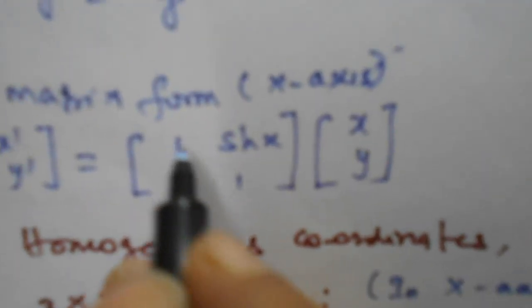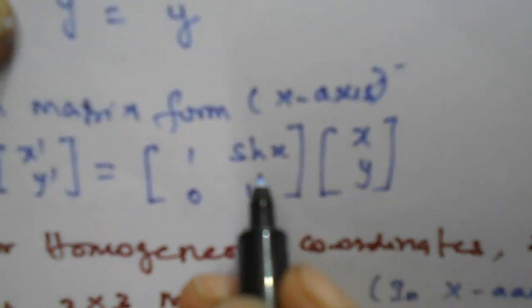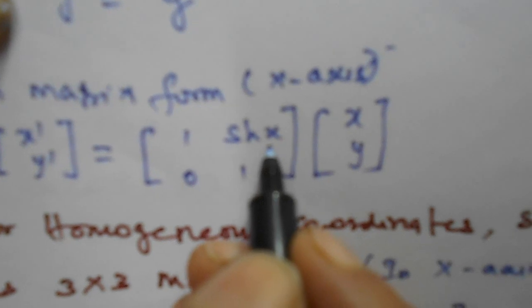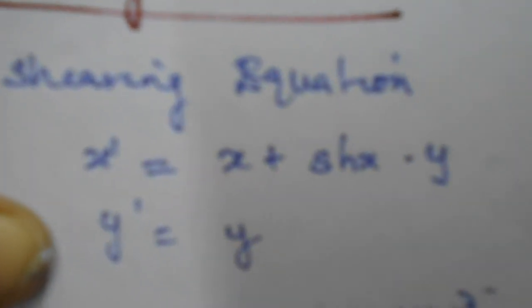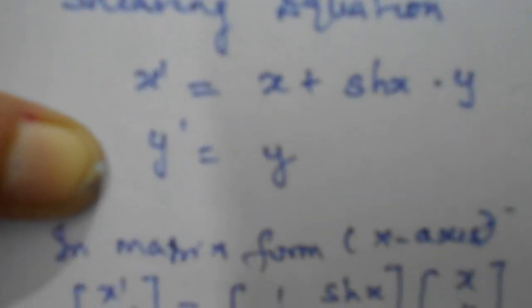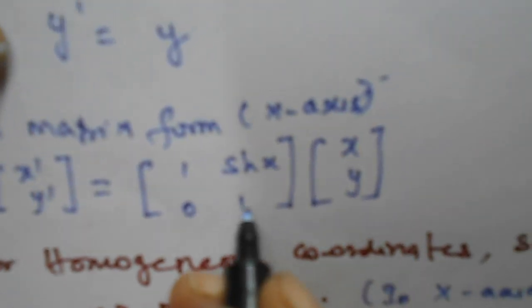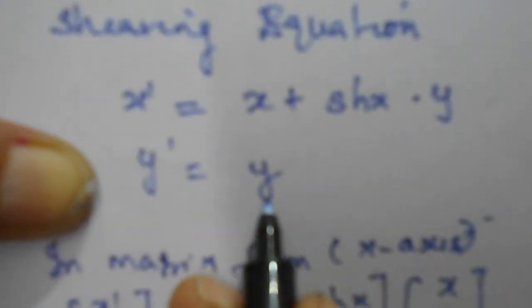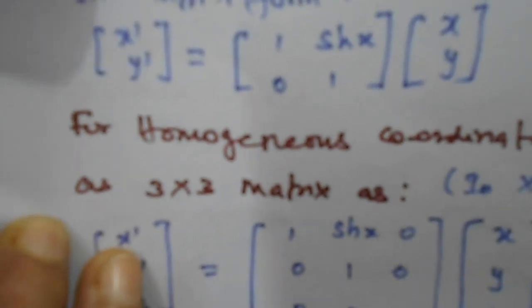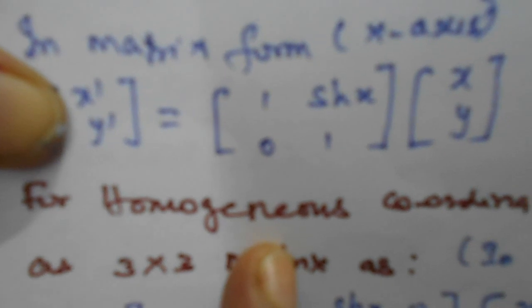Again we have to cross check. When we multiply, we get x plus y into shx, which is the first equation. Next, 0 into x, 0 plus 1 into y, then 0 plus y, so y will be the result. Then we can also represent this in the homogeneous coordinate matrix representation, a 3 by 3 matrix.